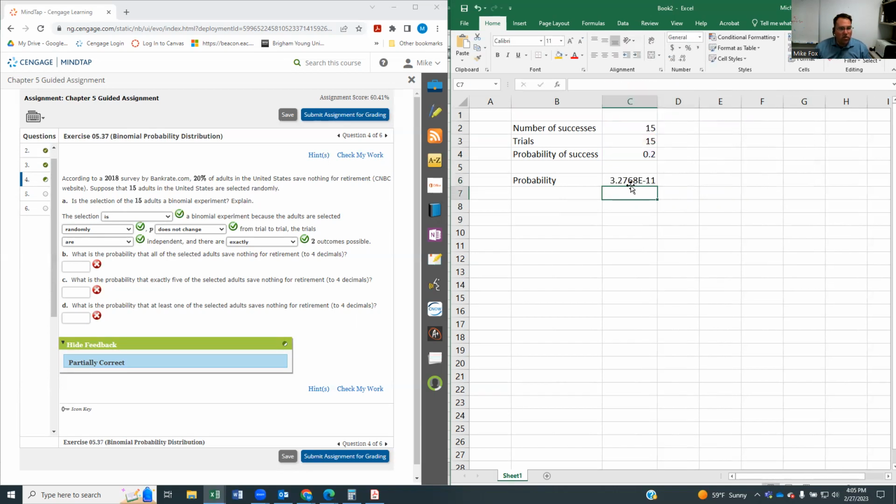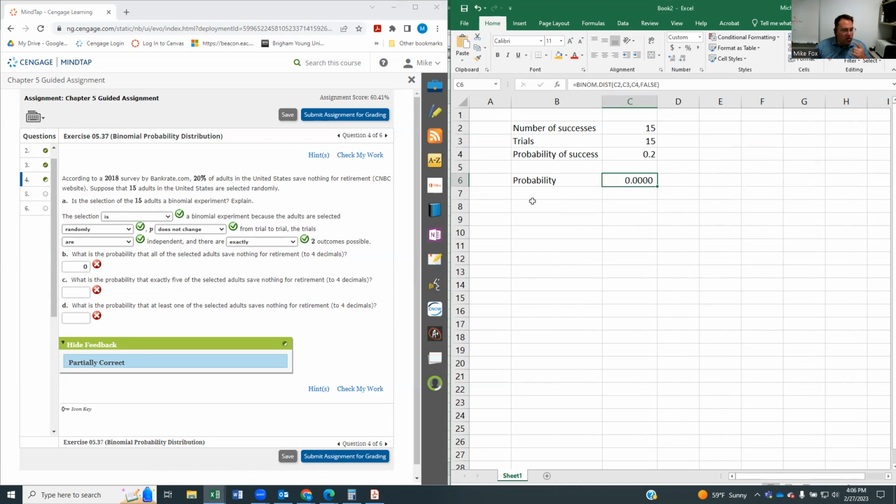And when I say false, I come out with this incredibly tiny number, right? So if I put this in terms of that, and it says go to 4 decimals, it's going to be 0. So the probability that if it's 20% success rate, and the probability that I'm going to get 15 out of 15 as successes, which in this case, a success means that they don't save, then I'm going to say that probability of that occurring is 0. It just isn't going to happen, okay?